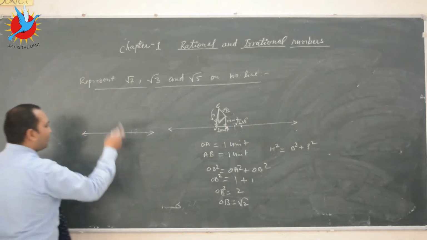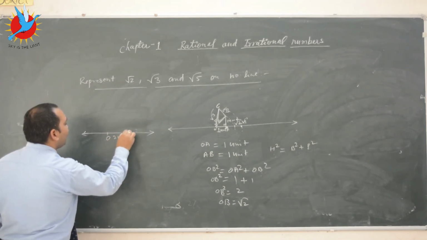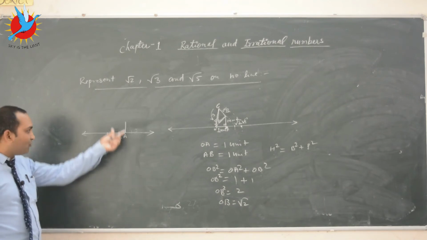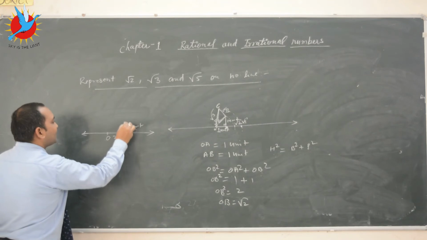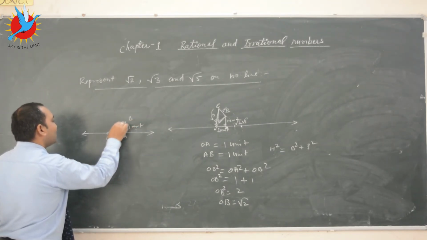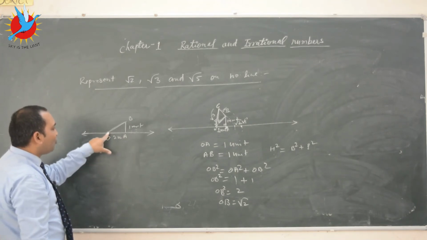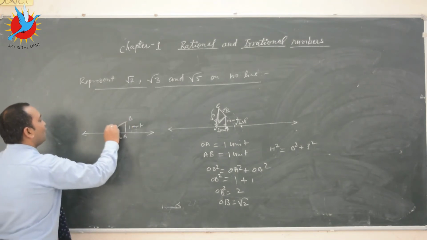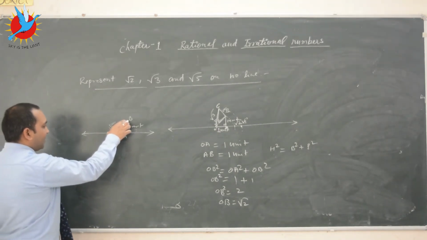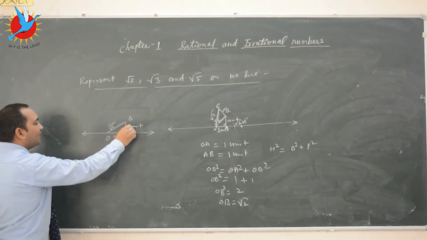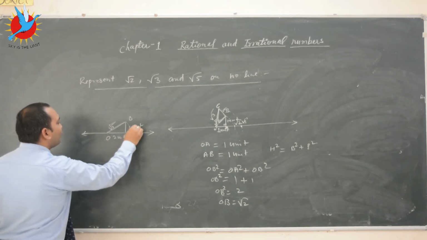Similarly, under root 5, so we take from O to A 2 units, and from A we draw a perpendicular 1 unit. So OA square plus AB square is equal to OB square. This will be 2 square, that is 4, and 1 square is 5. So OB square is equal to 5, then OB is equal to root 5. So we can represent this length or this arc with the help of a compass on the number line. This arc we represent here. So this point will be under root 5.